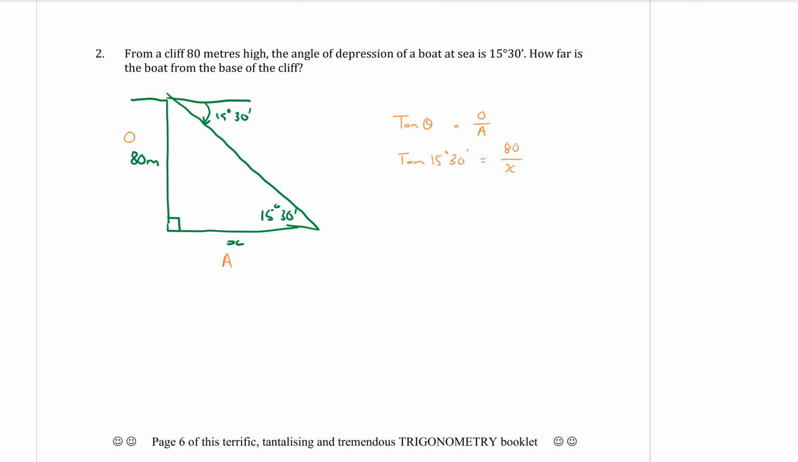When the x is on the bottom, remember to get that x by itself, it does a switch with the tan 15 degrees 30 minutes. So x is over here by itself. 80 is on the top, and the tan 15 degrees 30 minutes goes to the bottom. Typing that in your calculator, has anyone done it?